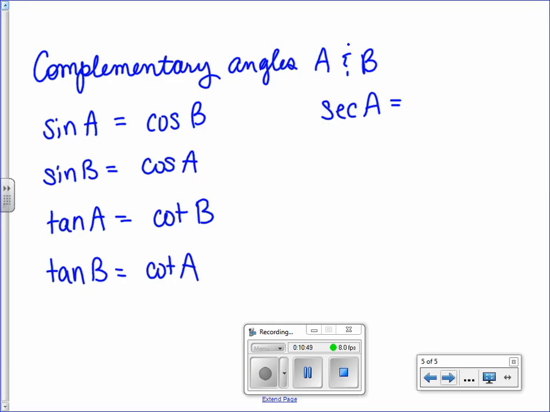Secant equals secant? Cosecant of B, and the secant of B equals the cosecant of A. Did we cover them all? 1, 2, 3, 4, 5, 6, 7.